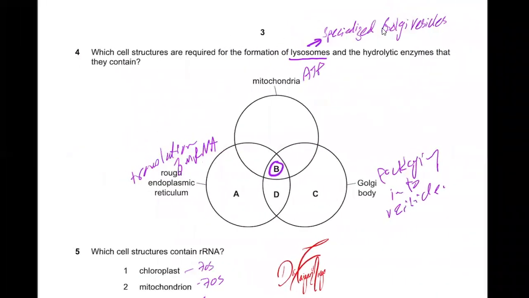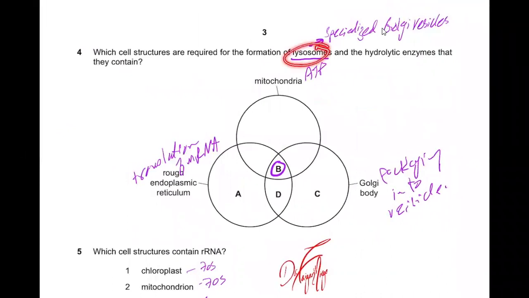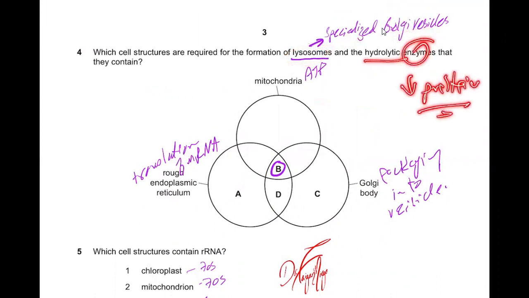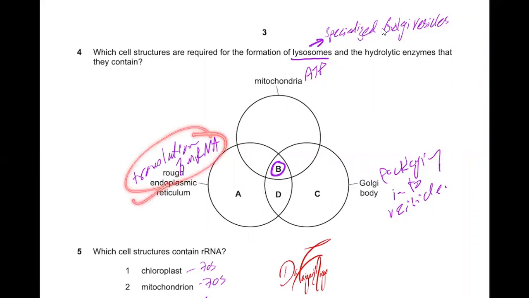Which structures are required for the formation of lysosomes? We know lysosomes are specialized Golgi vesicles, and they carry hydrolytic enzymes. We know that enzymes are proteins, and obviously protein synthesis and movement will require ATP. So mitochondrial energy is required. Rough endoplasmic reticulum is required because it will carry out translation of mRNA.